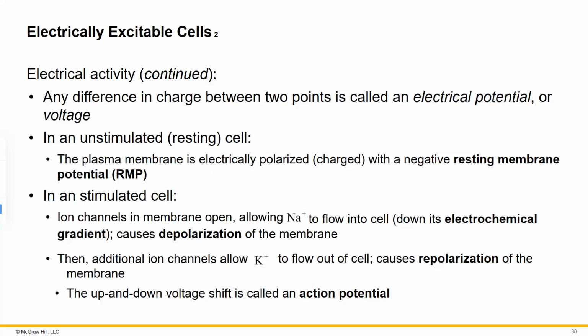Any difference in charge between 2 points is called the electrical potential. Again, review from the nerve impulse. In an unstimulated resting cell, the plasma membrane is electrically polarized or charged with a negative resting membrane potential. In a stimulated cell, ion channels in the membrane open, allowing sodium to flow into the cell down its concentration gradient, which causes depolarization of the membrane. Then, additional ion channels allow potassium to flow out, which causes repolarization. The up and down voltage shift is called an action potential.